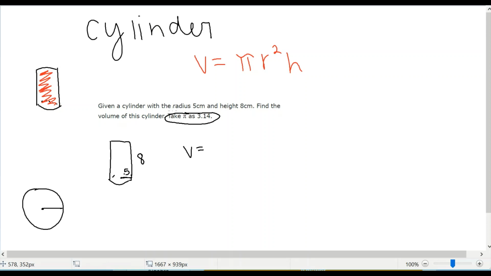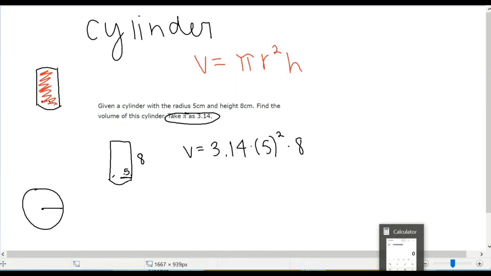If you use the pi button, your answer will be very close, but it won't be exactly what the answer key would say since they're telling you specifically to use 3.14. Radius, we got 5, or we're given 5, and then the height is 8. So we're going to take all those numbers and multiply them together.